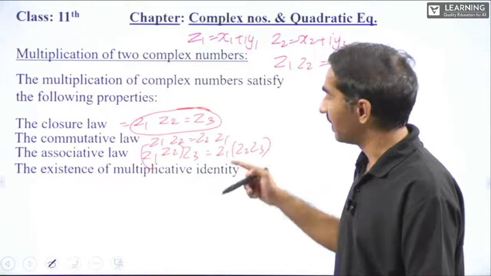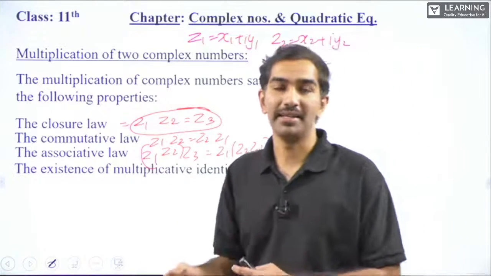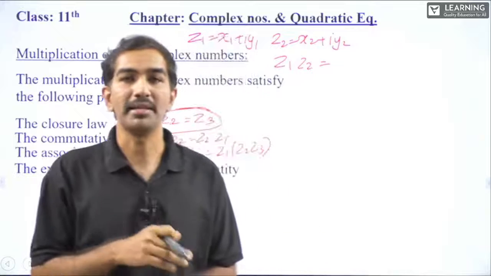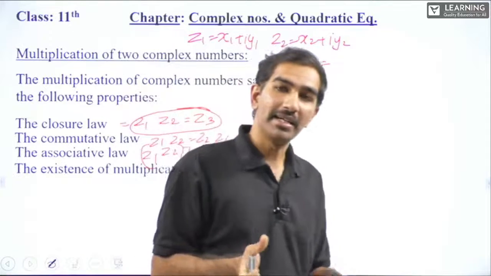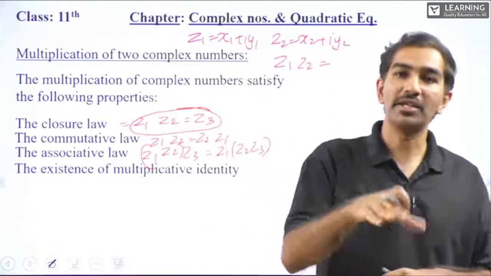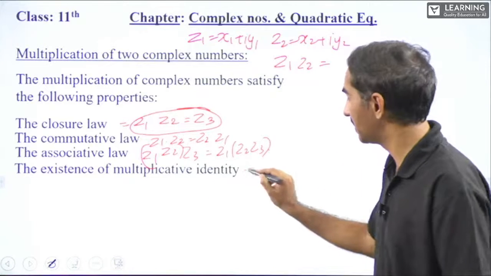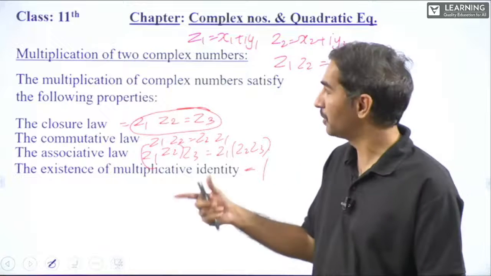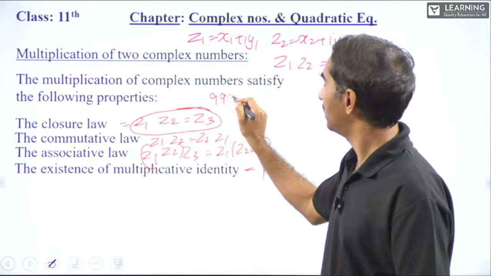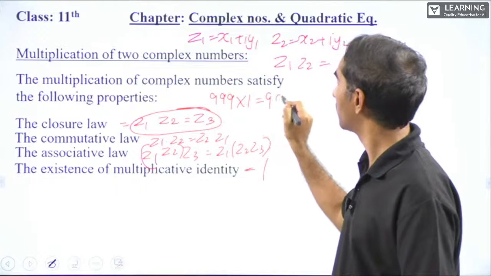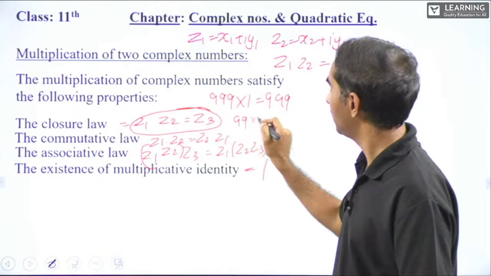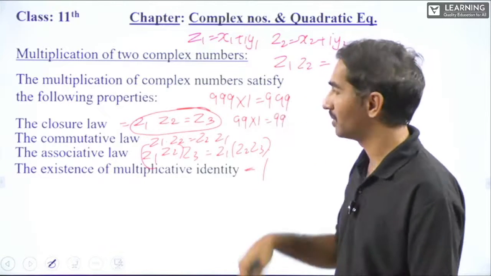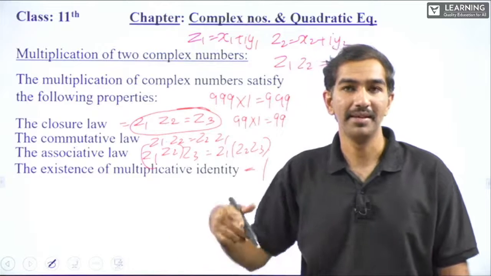Existence of multiplicative identity. Now students, what was additive identity? Any number you add to that number, you'll be getting the same number. Multiplicative identity is any number you multiply with that number, you should get the same number. So what is the multiplicative identity here? Multiplicative identity is 1. So any number you multiply with 1, 999 into 1 is equal to 999 only. Correct? 99 into 1 is equal to 99 only. So this is existence of multiplicative identity.